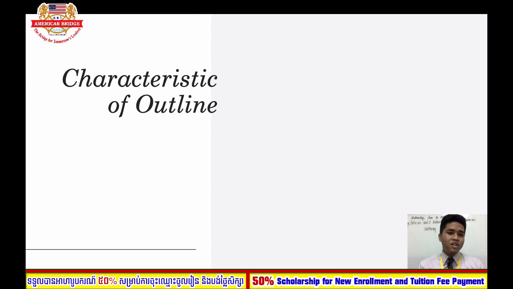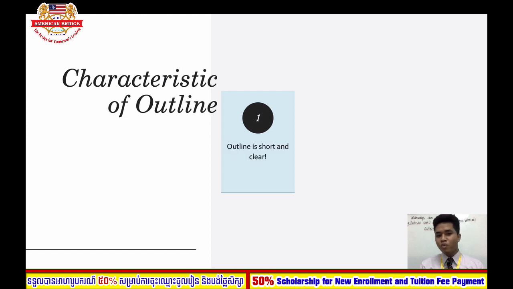So what are the characteristics of an outline? When you do the outline, what should you do? What should be included in that outline? There are three main characteristics. The first one, an outline is supposed to be short and clear. You don't need to write all the full detailed information in your outline. You just state the idea, the most important idea for you.